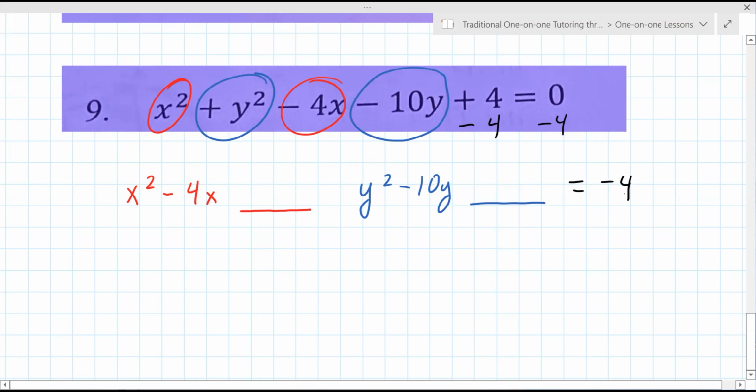Now the one little reminder that you need is what goes in parentheses for x squared minus 4x: it's half of this -4, and it takes on the sign. So it becomes x minus 2 squared. So x squared minus 4x, y squared minus 10y, x minus 2 squared, equals -4. My only question with that is what are the blanks representing once again?